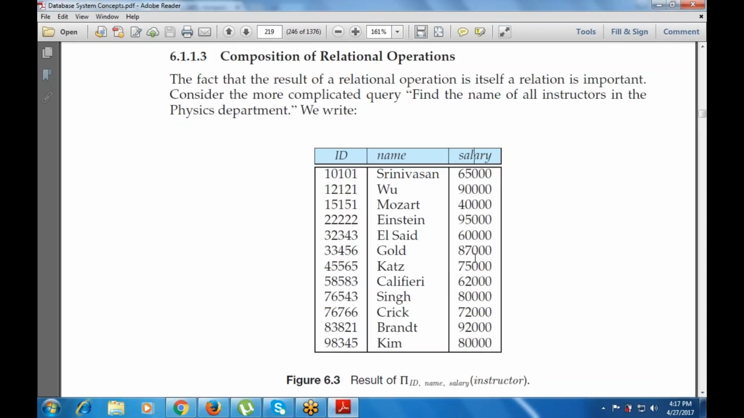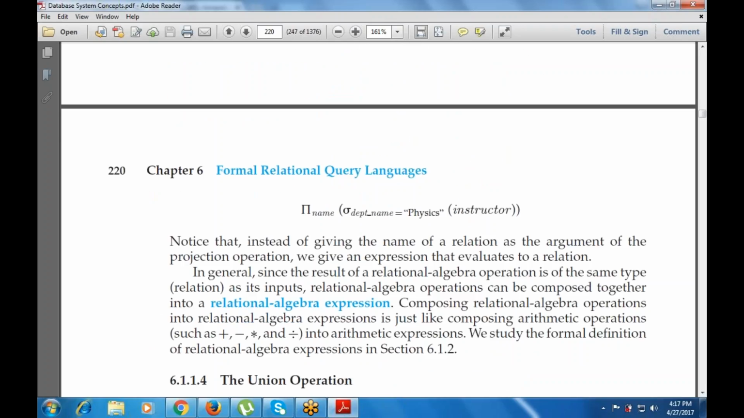The fact that the result of a relational operation is itself a relation is very important. So consider a more complicated query: to find the names of all the instructors in the physics department. In this case, we are using both select as well as project. Why? Because we are taking out some field, which is done by the project, but we are putting the condition, and the condition is put by the select statement. So we are using both select and project. How? Like this, as given here. This is the pi, then name, then sigma, department name equals physics.